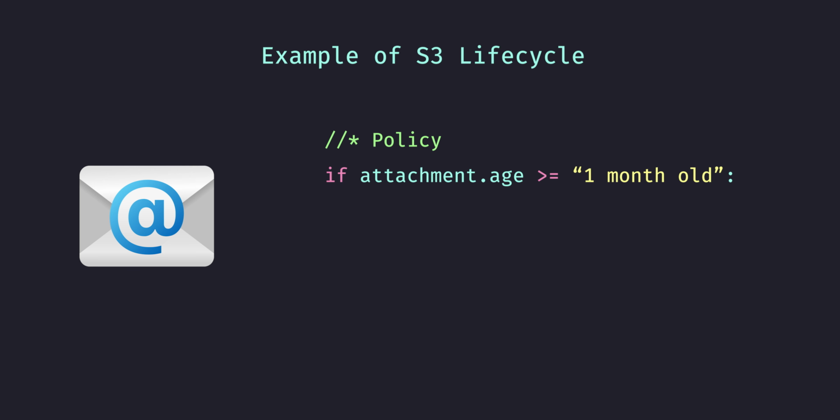One example of this is an email client application. If an attachment is more than a month old, it is likely to be rarely accessed, and you can set up a policy to have it automatically move to the deep archive access tier to lower your costs by up to 95%.